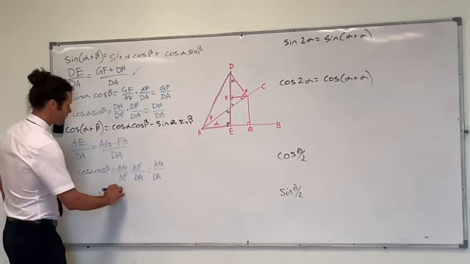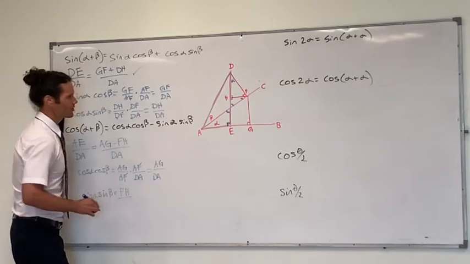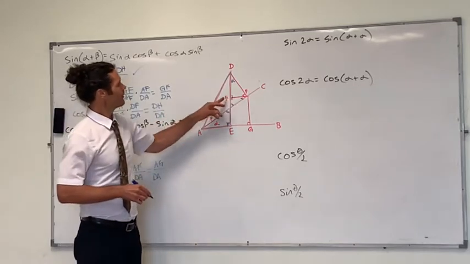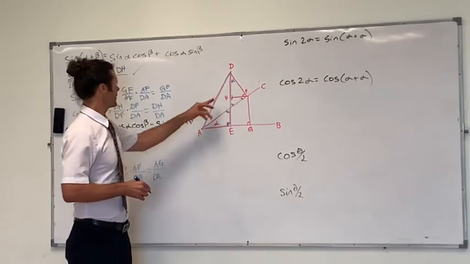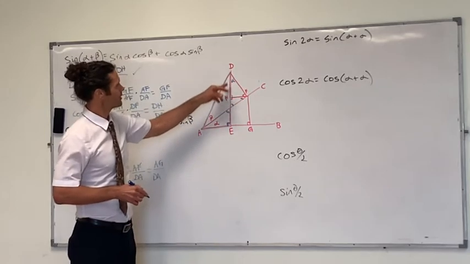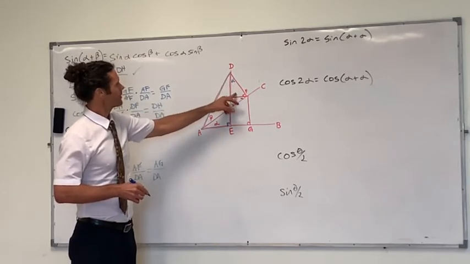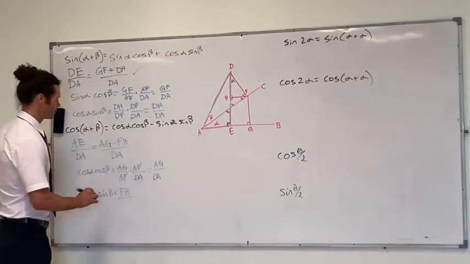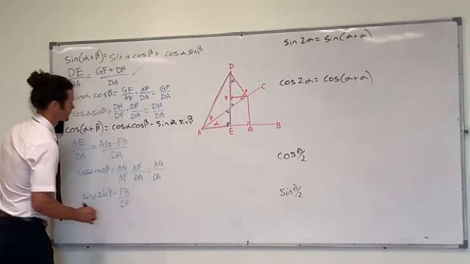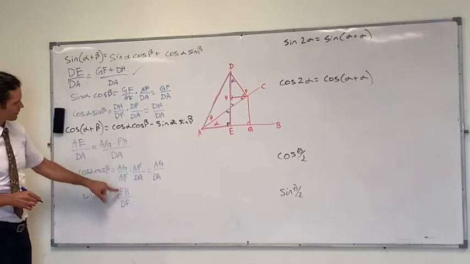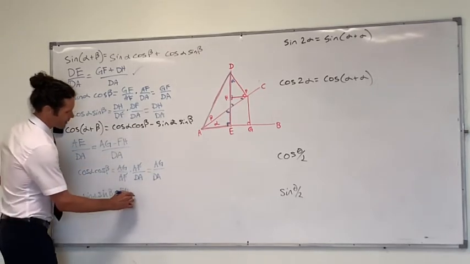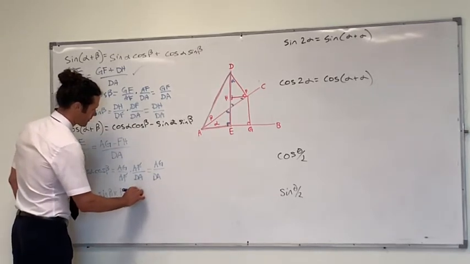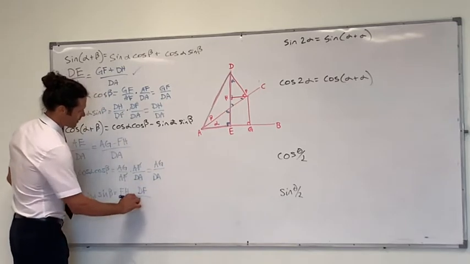And so sine alpha, we're going to start out with FH. FH is our opposite for sine alpha. Looks like we're working with triangle DHF. Our opposite in DHF is HF, and then our hypotenuse is DF. Okay, so we've got HF here on the top, and then we want to get rid of our DF. And we need to have DA on the bottom.